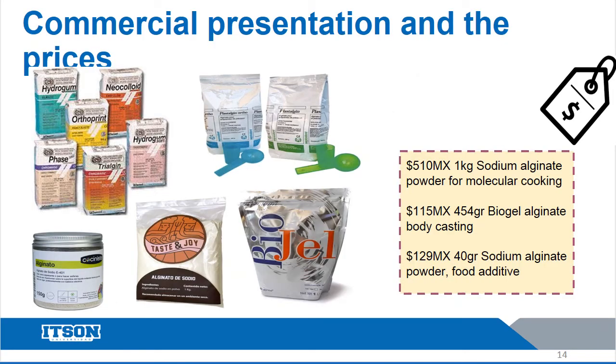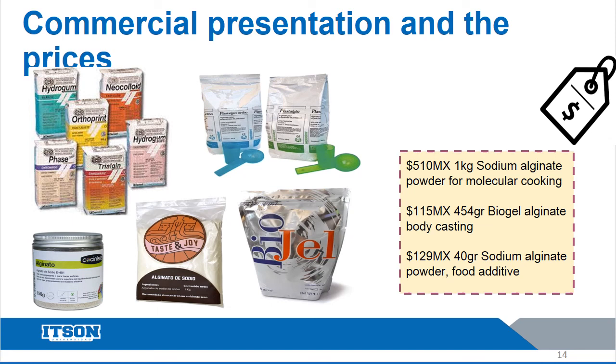The commercial presentation and the price. We can find alginate in different presentations, as we can see in the following image. The most common are powder and granules. Sodium alginate is commonly used in industry to obtain impressions of teeth, as an additive for molecular cooking, and as an additive in food. Other uses are in creams, detergent, textile printing, inks, and a wide variety of products.